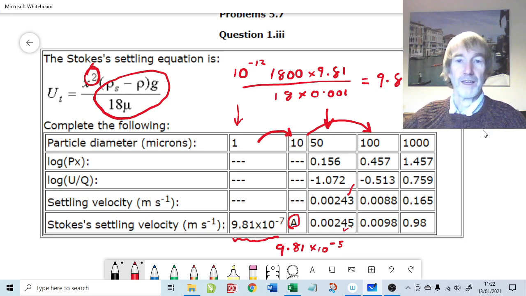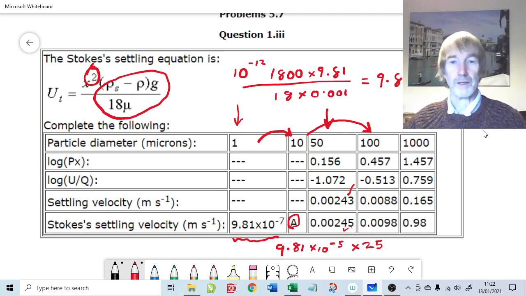And if we're going from 10 to 50, that's 5 times difference. So therefore, the settling velocity according to Stokes is going to be 5 squared times. So I would expect that to be 25 times the 10 micron settling velocity. Okay, and that gives us this 0.00245. Right, let's come back to the slight difference between the two. Is it just a rounding error?